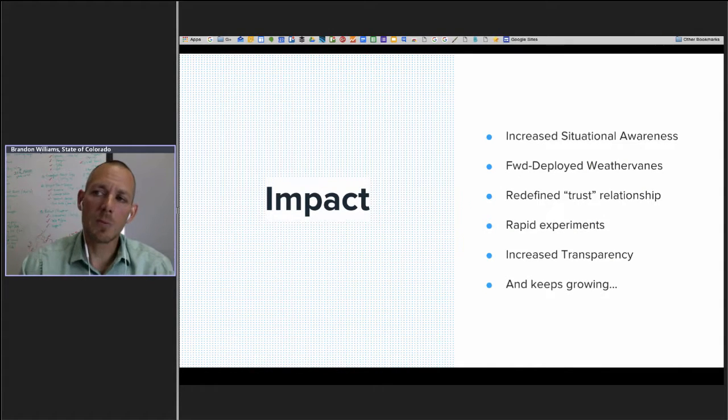I think from an impact perspective, along the lines of the Chrome Store, certainly the discussions in the Chrome Store, we've had an increased situational awareness, just a better understanding of our users, their needs, their trends, maybe in some ways understanding how far we are behind some of those echelons. And I think we've also, through the use of Shadow IT, been able to forward deploy weather vanes. I mean, we're able to detect where an agency is going pretty early in the process.